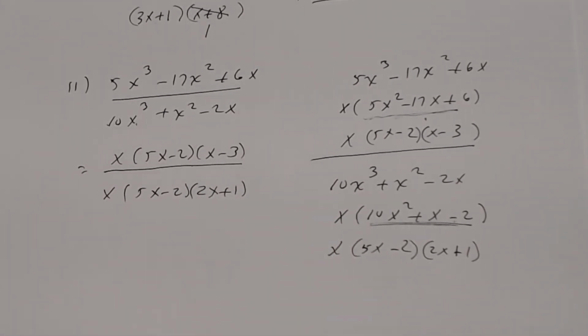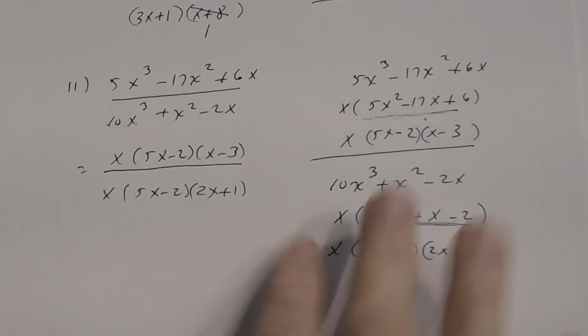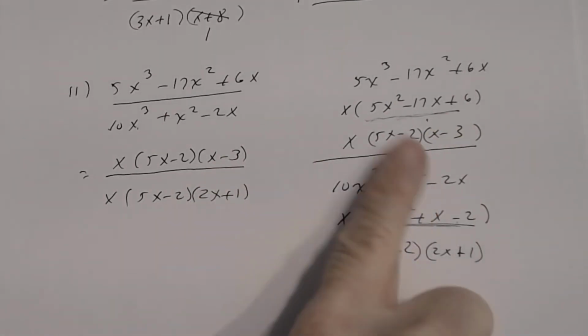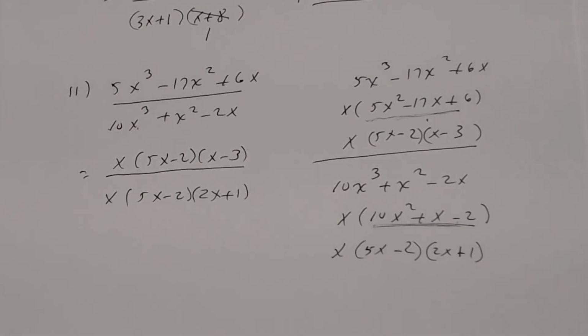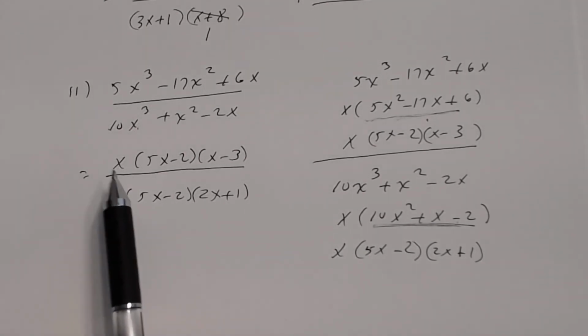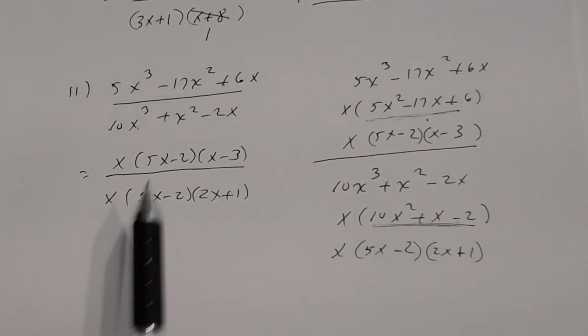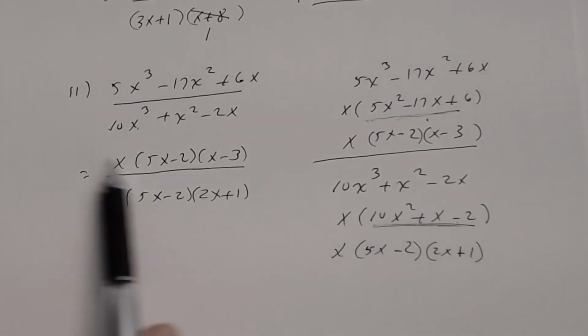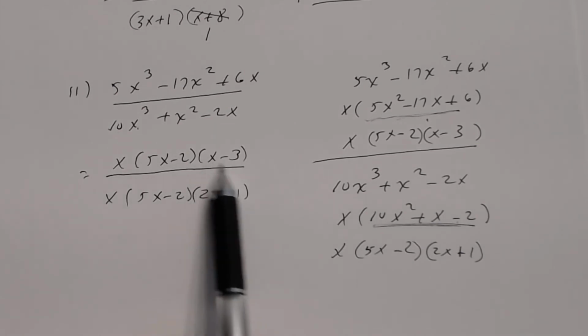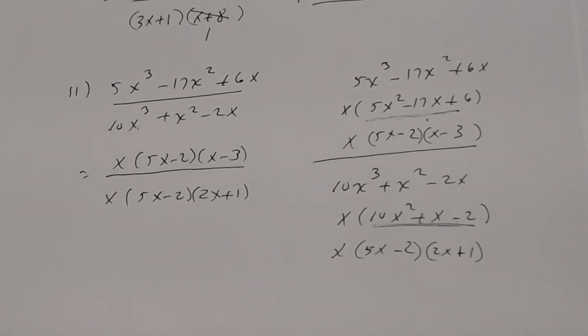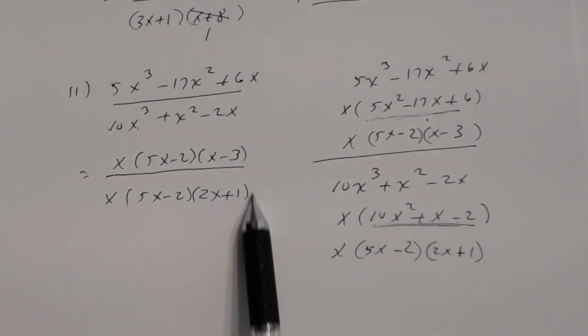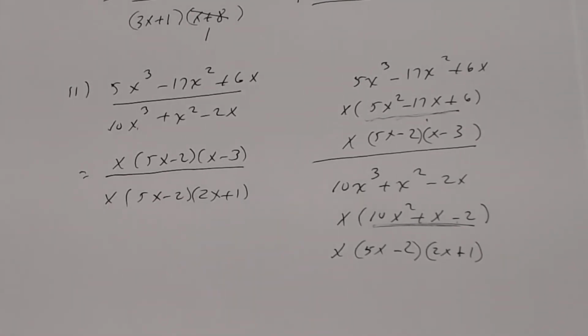Okay, so the first step was to factor. Notice there are times when you have to go off to the side and do your work. Okay, now let's reduce the common factor. Notice, how many factors do you see in the numerator? It's very important you know what your factors are. There are 3. One of them is an x, the other one's a 5x minus 2, and the other one's an x minus 3. And there are 3 of them in the denominator: an x, a 5x minus 2, and a 2x plus 1. Let's start with the first one.